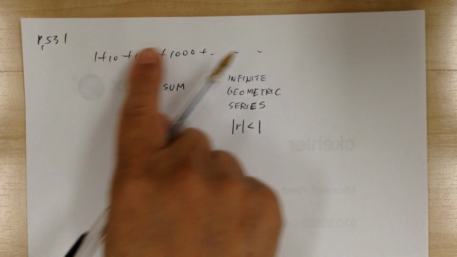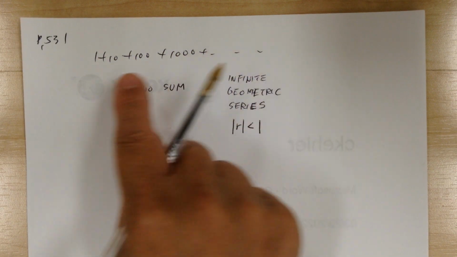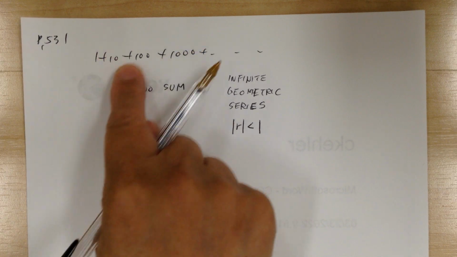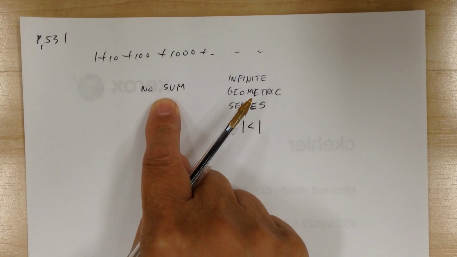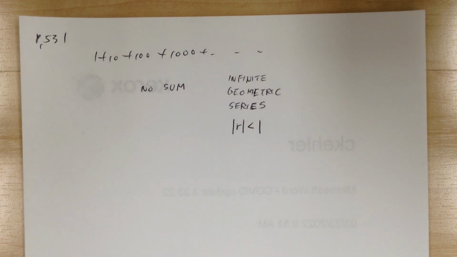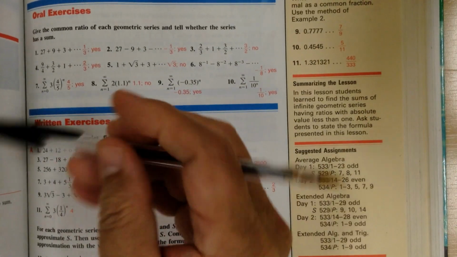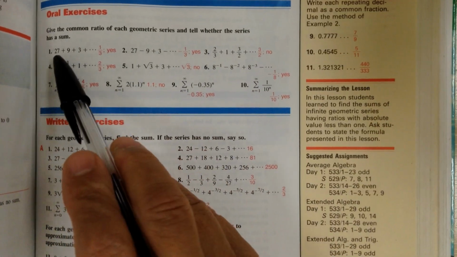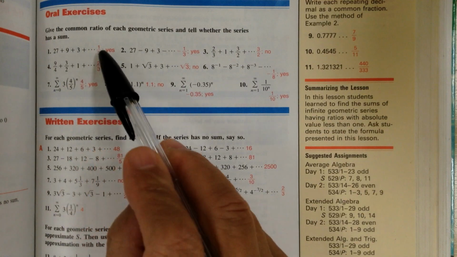Another easy way to tell, instead of memorizing, is to look at the number. Don't worry about the plus or minus sign, just look at the number itself. If the number is getting bigger, there will be no sum. In order to have a sum, the number has to get smaller and smaller. Let me give you an example. In this example, the number is getting smaller, so there would be a sum.